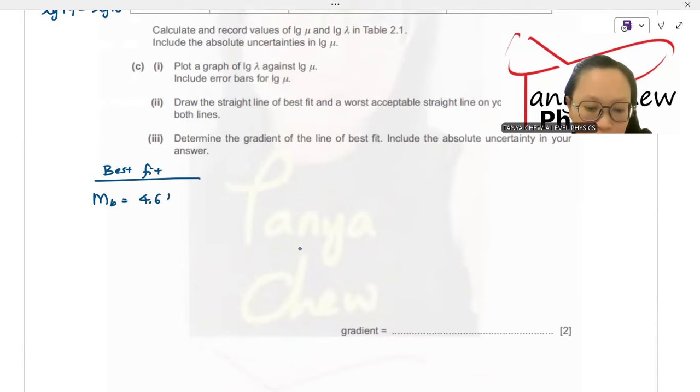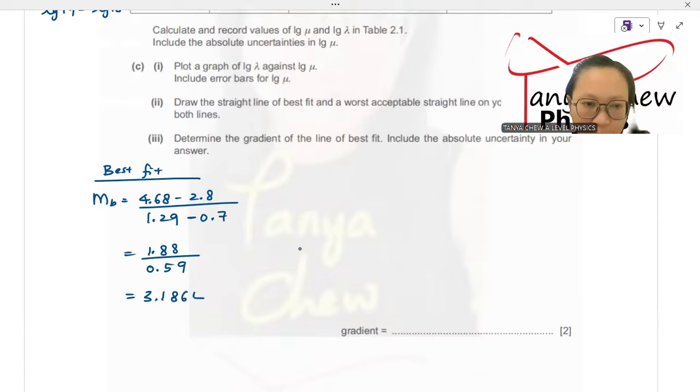So I'm going to use my best fit gradient: y2 minus y1 divided by x2 minus x1, so 1.29 minus 0.7. And here I got 1.88 divided by 0.59. I put as many significant figures first, 3.1864, which is 5 significant figures. It doesn't matter because that's not my final answer.